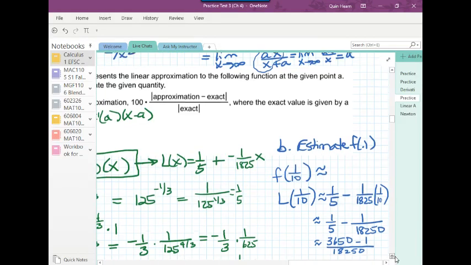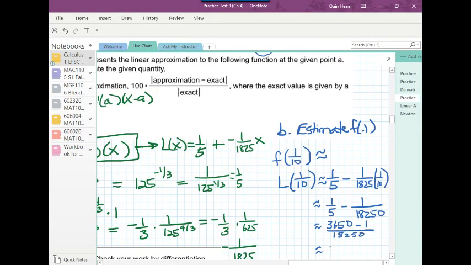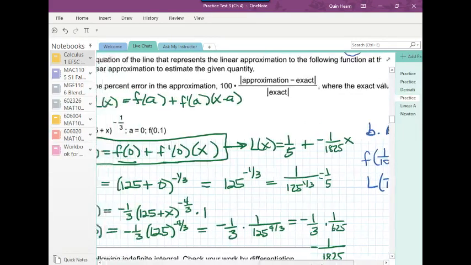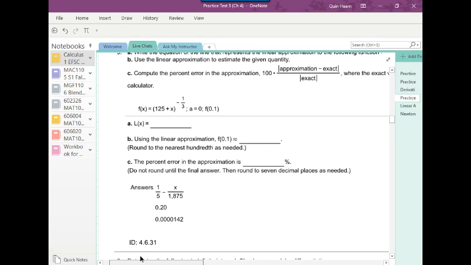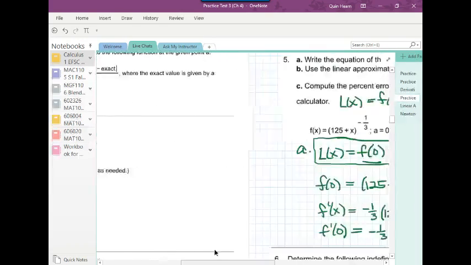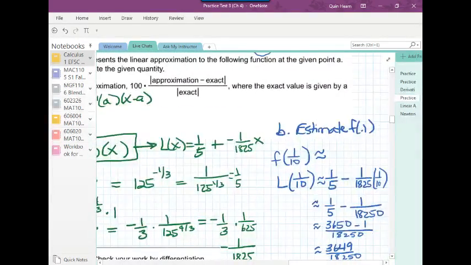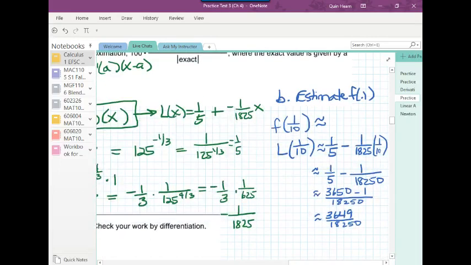And so we have approximately 1/5 minus 1 over 18250, right? Because if you multiply, well, let me just go ahead and write it out. So that would be times 1/10. So we have approximately 1/5 minus 1 over 18250.